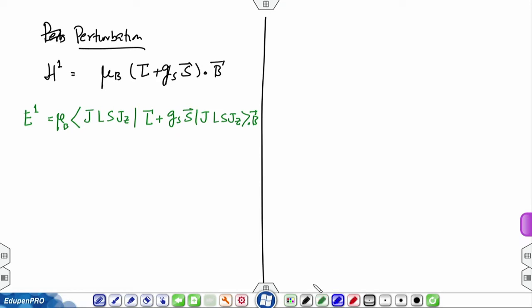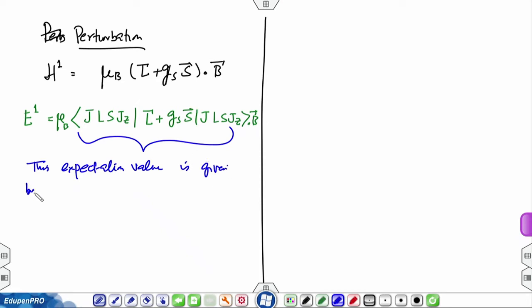So, we need to calculate this expectation value in the basis where the total angular momentum is satisfied. So, this is given by something called the Wigner-Eckart theorem. I would like you to recall this from your quantum mechanics.